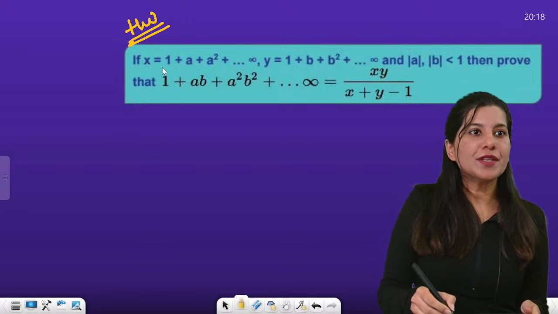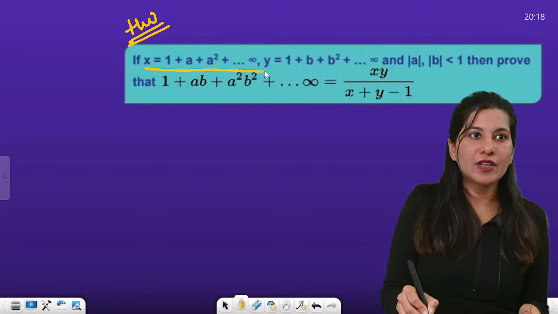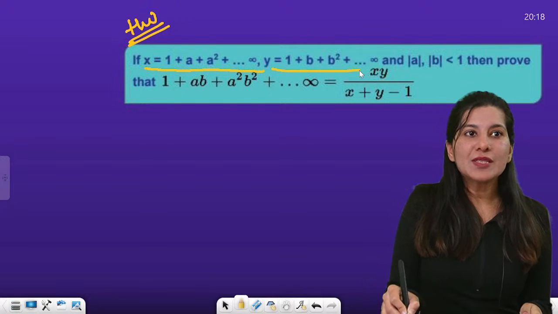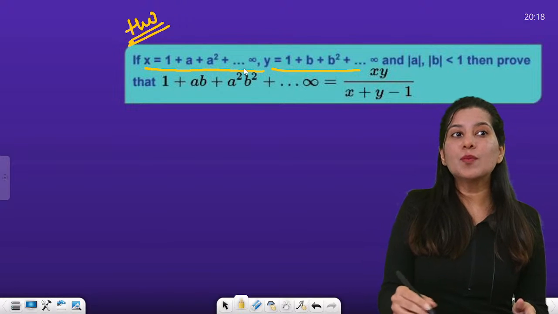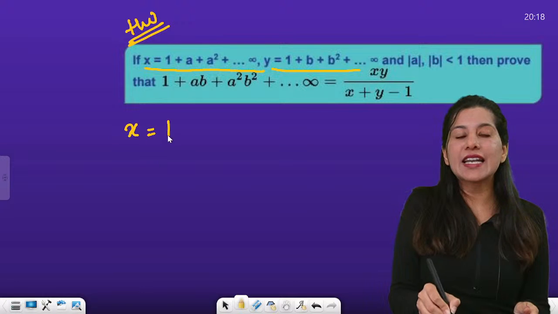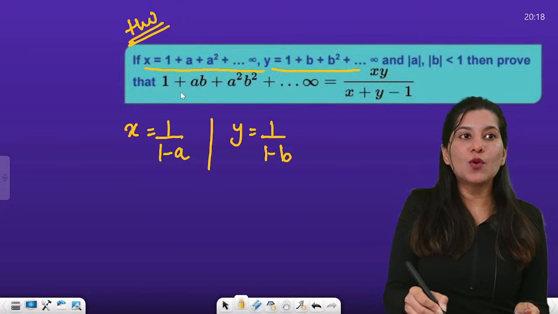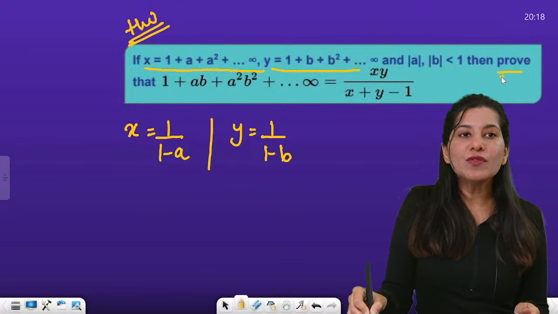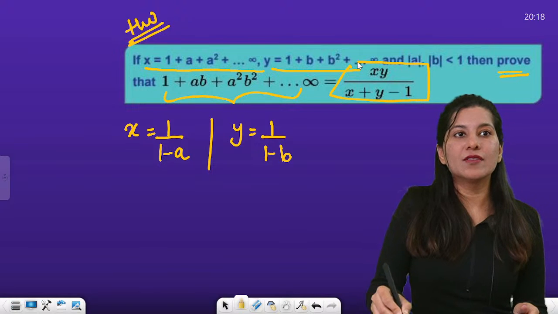In the question, what is given is x is equal to 1 plus a plus a square all the way up to infinity. y is equal to 1 plus b plus b square all the way up to infinity. That means it is a geometric progression, so I can clearly see x is directly 1 upon 1 minus a. Similarly, y is 1 upon 1 minus b. Now, what they are asking is to prove that this expression is this. We need to prove.